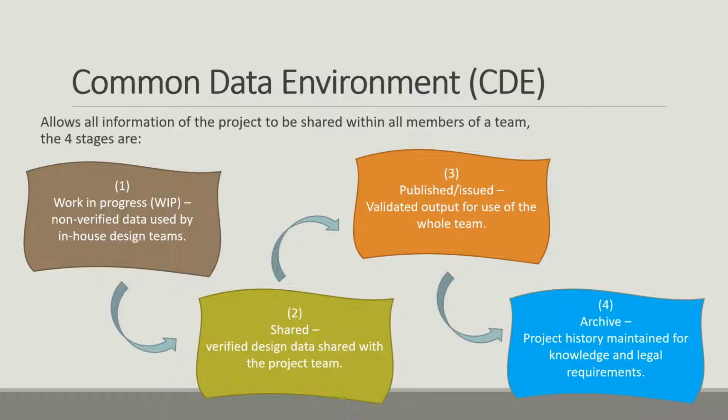This is the non-verified data. The second is the shared area. It's verified data that's been obviously checked by somebody. There's the published and issued data, which is the validated output for the whole use of the whole team, which has been checked by everyone, and that's the complete design. And then there's the archive, where everything gets stored at the end.